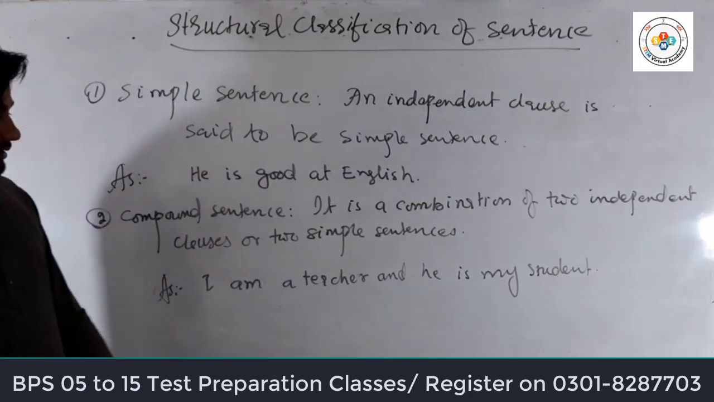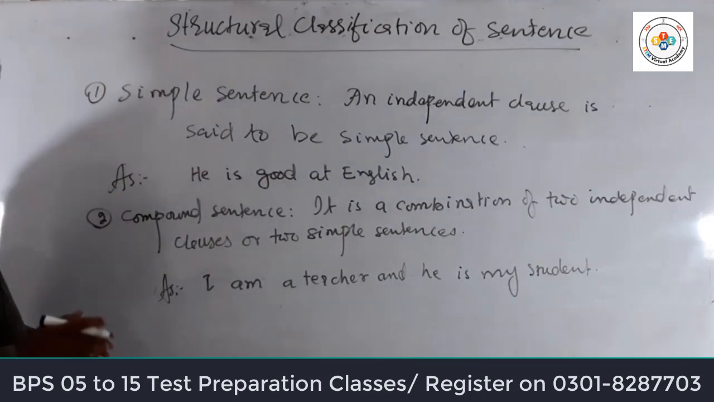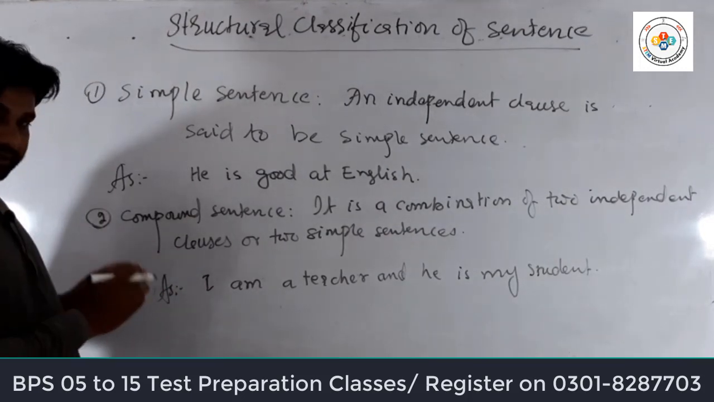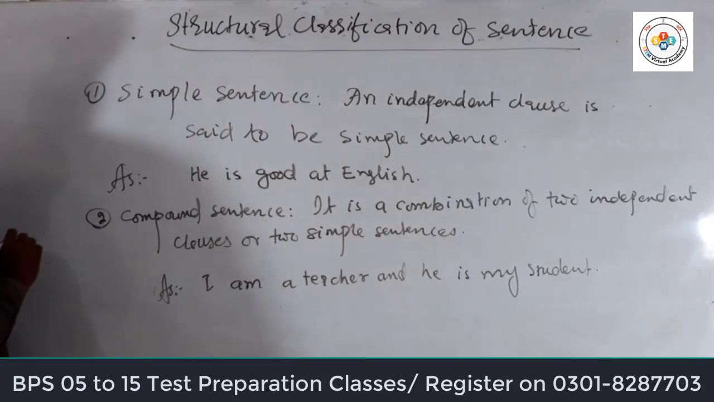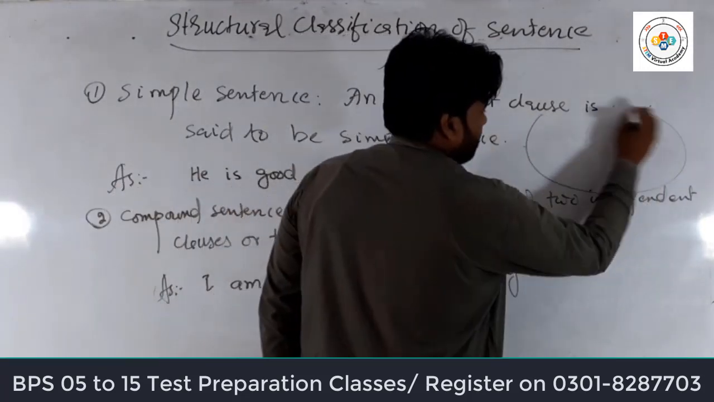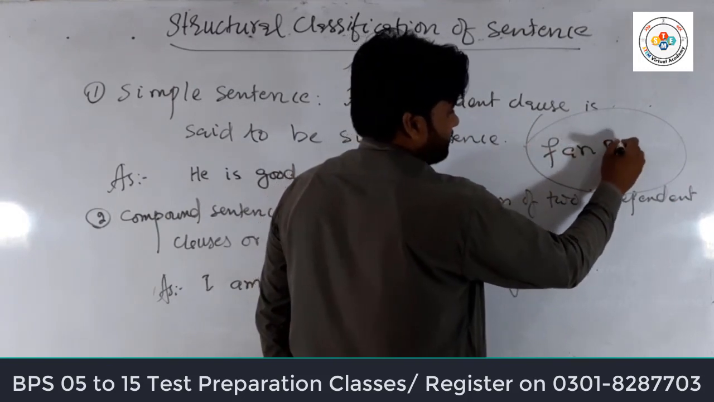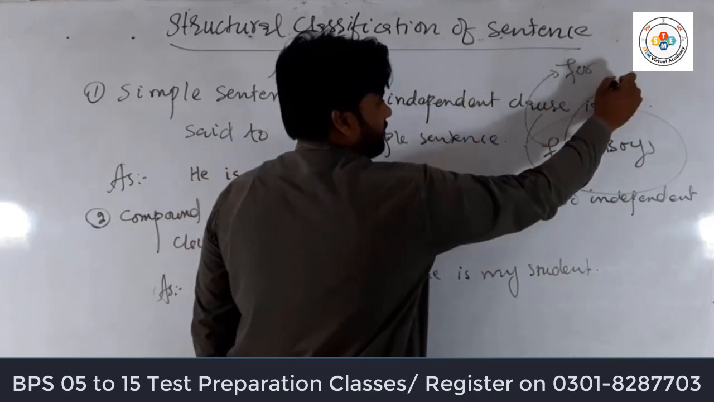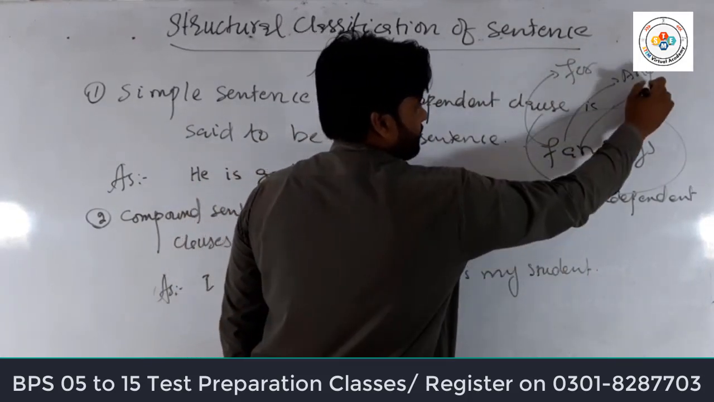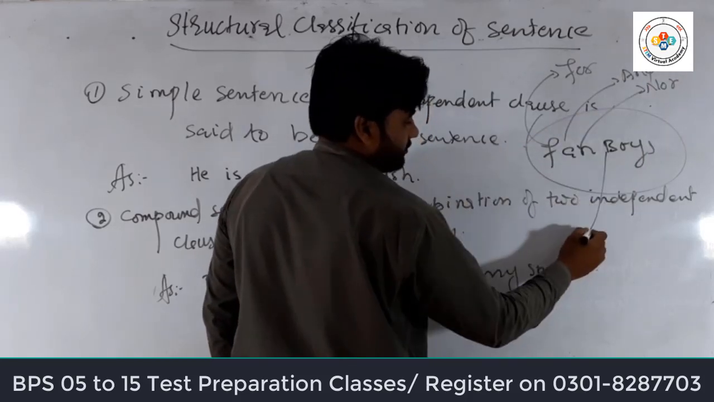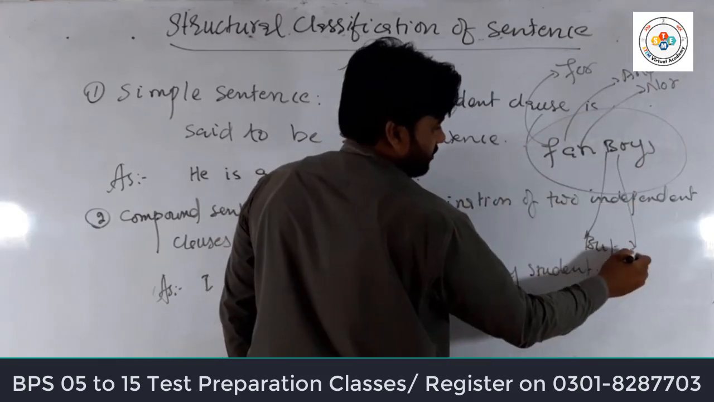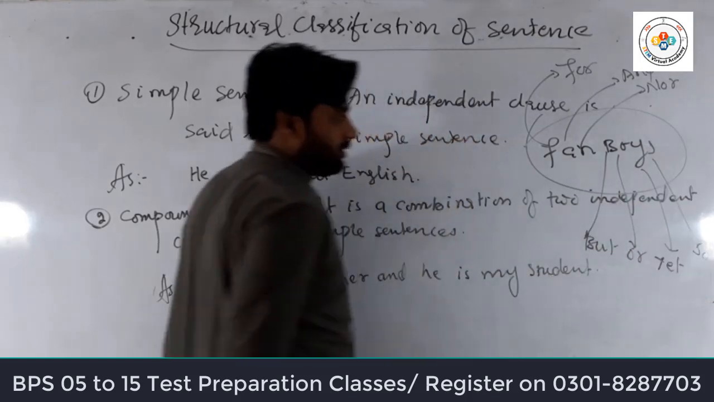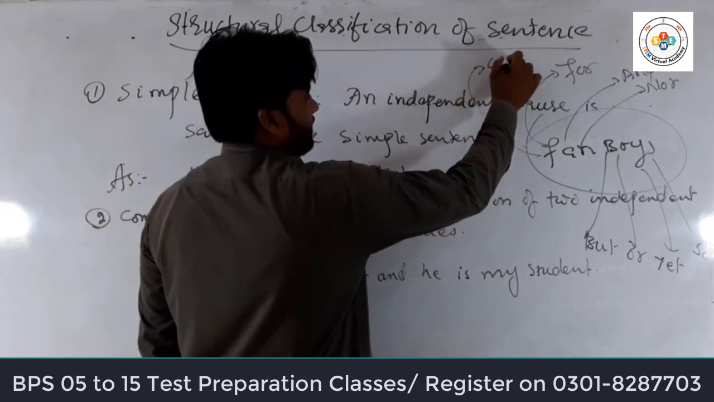And there is another thing that you have to memorize. Where you find such kinds of conjunctions, you must understand that this is a compound sentence. How? There is FANBOYS. F for, and, nor, but, or, yet, so. These conjunctions are said to be coordinate conjunctions.